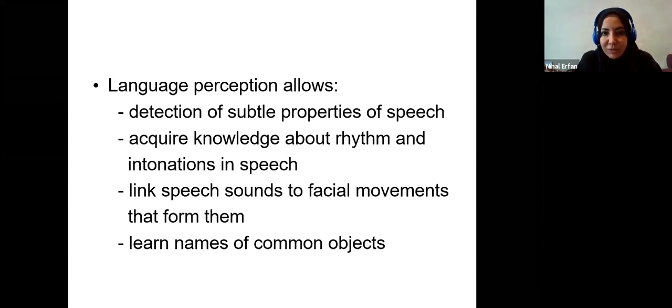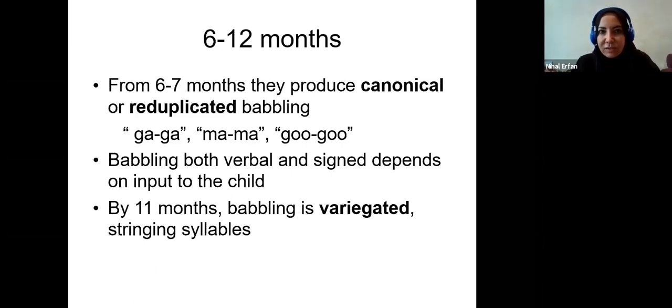Then you have language perception, so detection of subtle properties of speech. Intonations, knowledge about rhythm in speech, linking speech sounds to the facial movements that form them. So again, when we're talking to younger kids, it's really important to maintain eye contact and talk to them face to face, and not while they're running here or there. Obviously we do that, but in terms of learning, it's really important that they actually see your mouth as it moves while you're producing the words or the sounds, and it helps them learn the names of common objects.